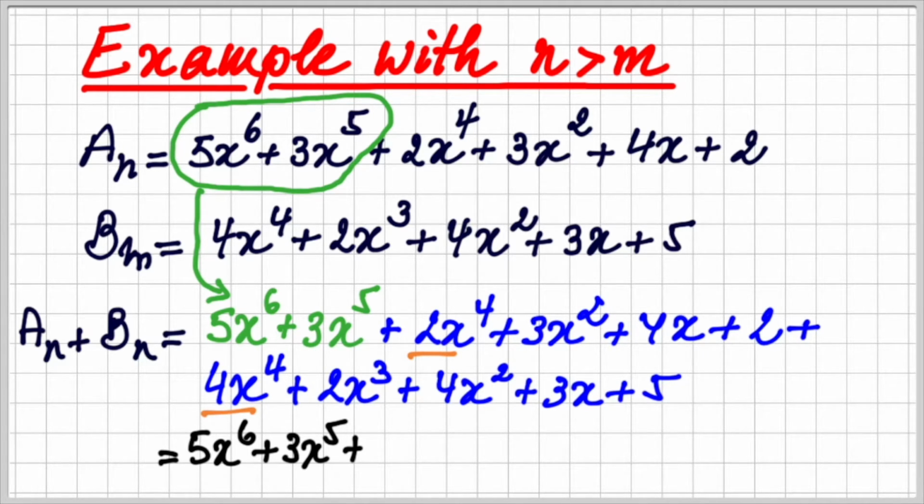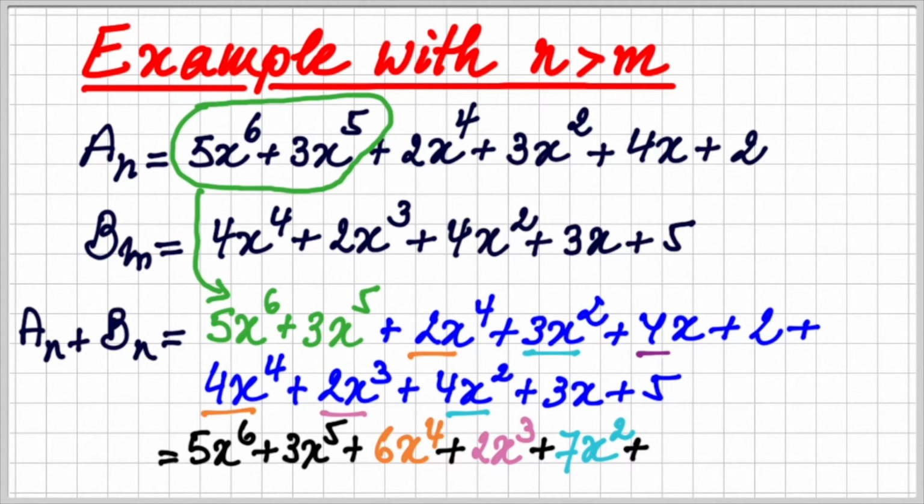We identify the next power, so x to the 4. We have two terms, 2x to the power 4 and 4x to the power 4, which gives us 6x to the power 4. We do the same for the third power. There is only one term with a coefficient different from 0, with x to the power 3, so we have 2x to the power 3. Then we look at the terms in x squared, and we have 3x squared plus 4x squared, which gives us 7x squared.